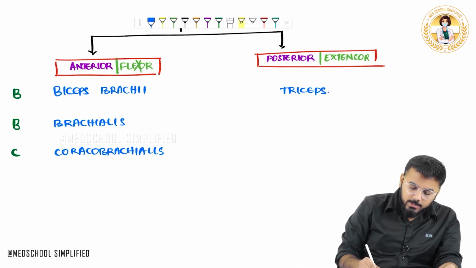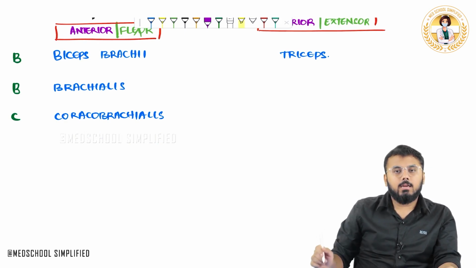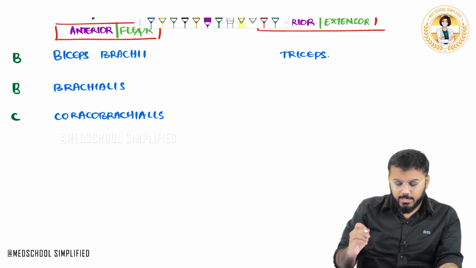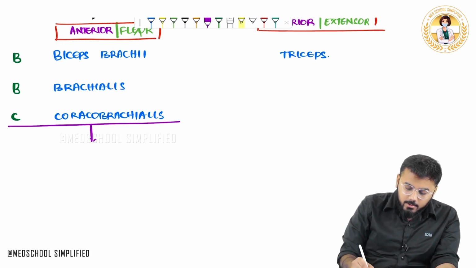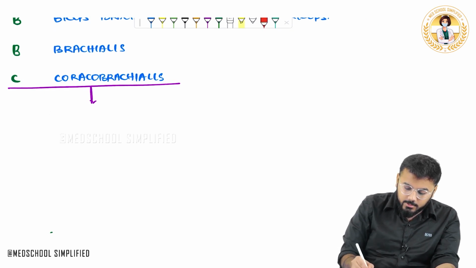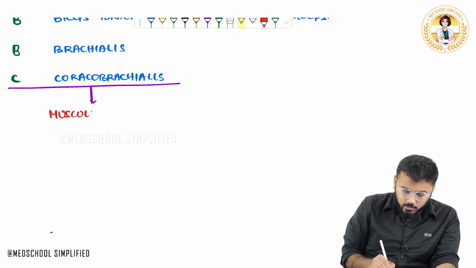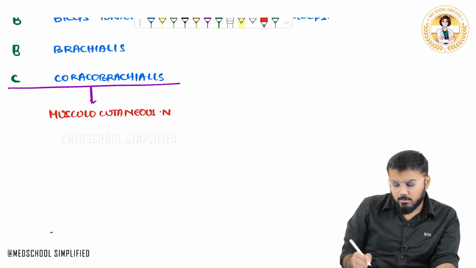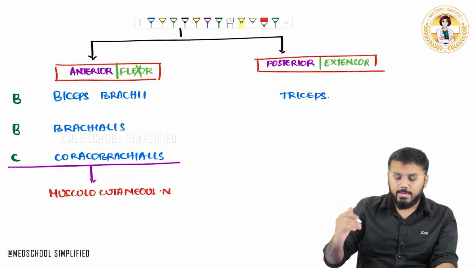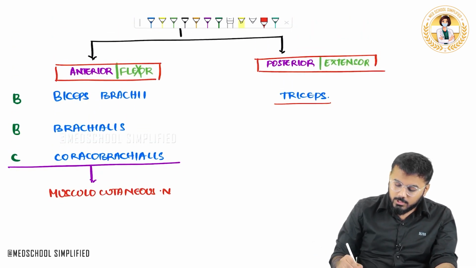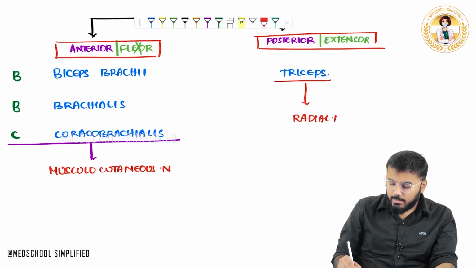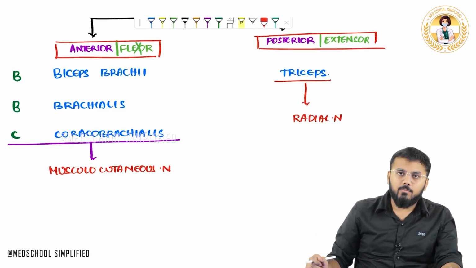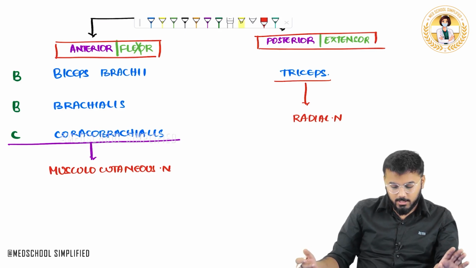Next important thing is that all these anterior compartment muscles, the biceps brachii, brachialis and coracobrachialis, are supplied by a nerve called the musculocutaneous nerve. The musculocutaneous nerve supplies all your anterior compartment muscles. In the same way, posterior compartment muscles are supplied by the radial nerve. So in the exam, if they ask the nerve supply of brachialis, it is musculocutaneous. Keep that in mind.